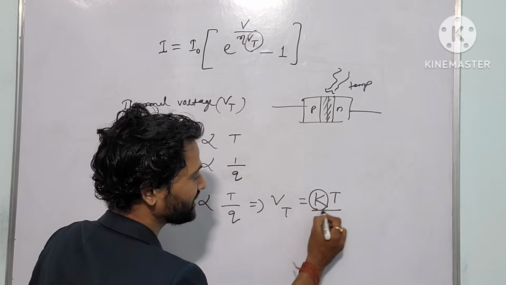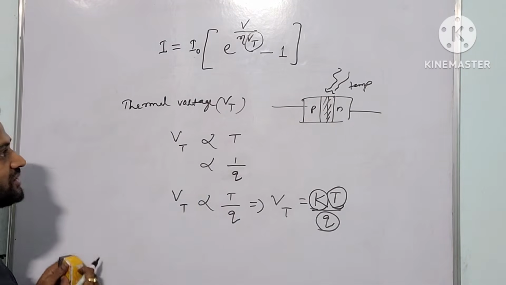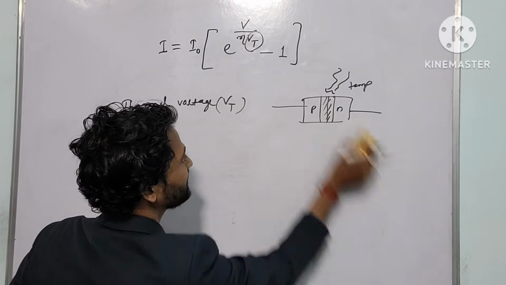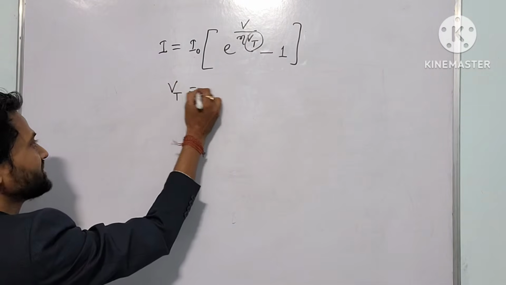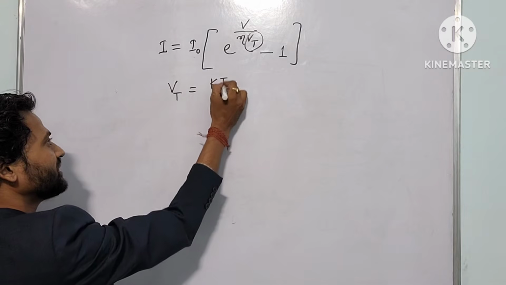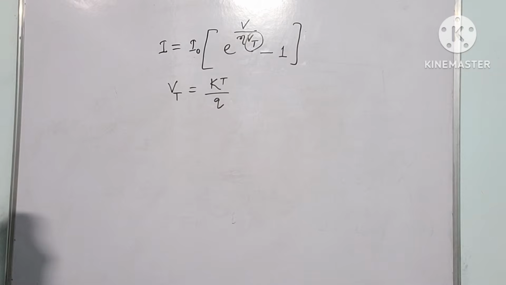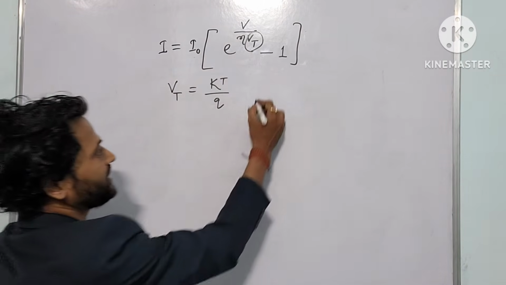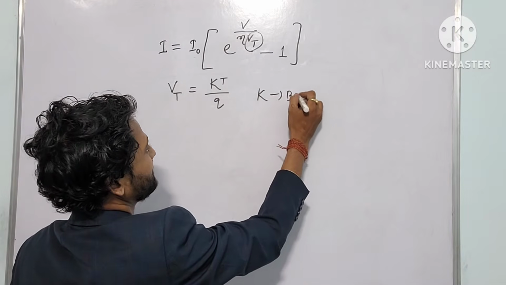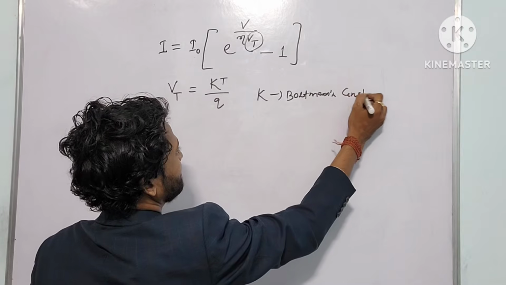K T upon Q. K क्या है? Boltzmann constant. T is the temperature. Q is the charge on electron. So that means finally we are getting the expression of VT as KT upon Q, right? So if we'll put that value here, so the value of K is what? K is Boltzmann constant. मैं लिख रहा हूँ इधर देखो, Boltzmann's constant.